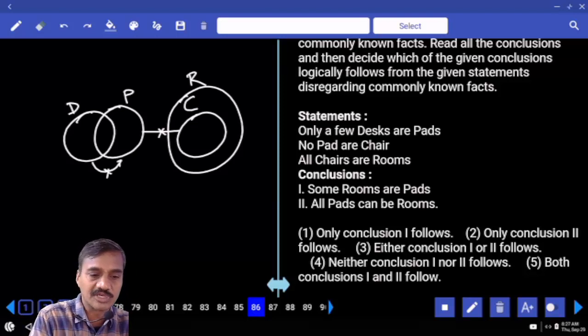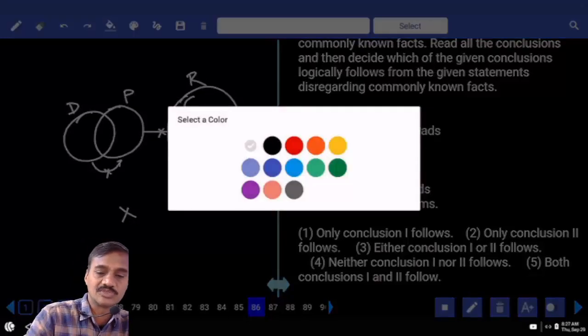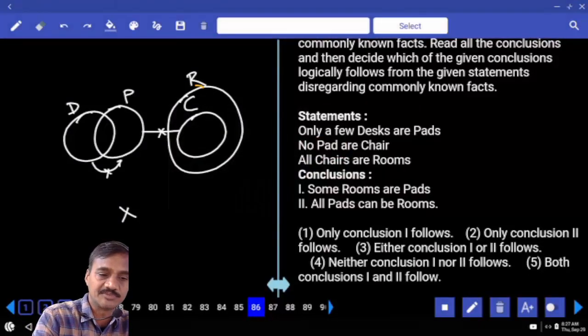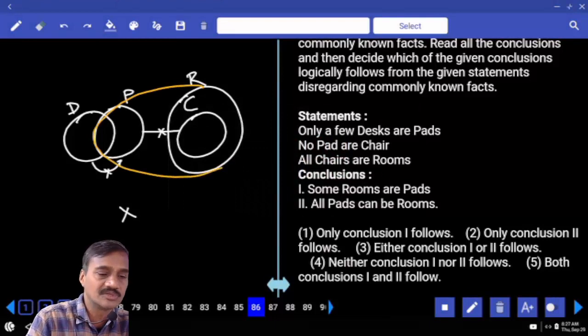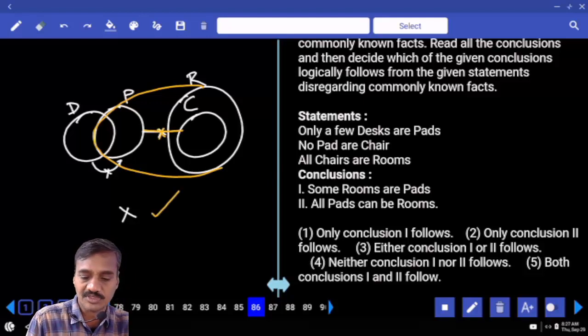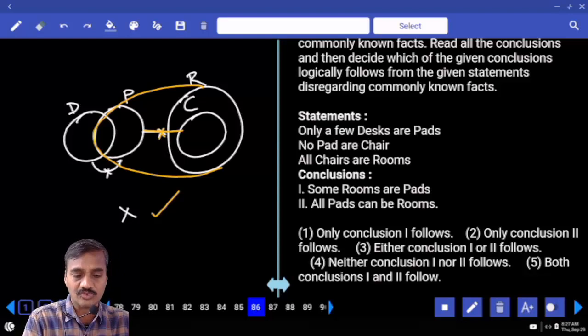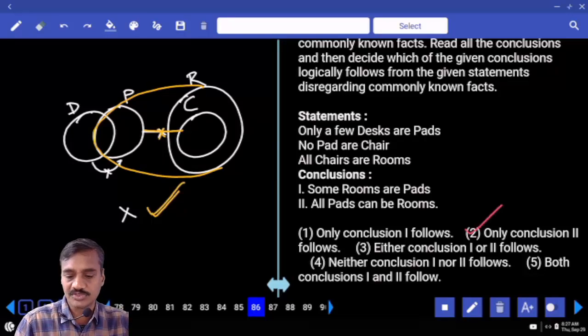And some rooms are pads, that is false. All pads can be rooms. This entire pads can be a part of rooms. Hence it is possible or not? Possible. Hence what is your answer? Only 1 follows. Only 2 follows. Only 2, that is choice 2, 86.